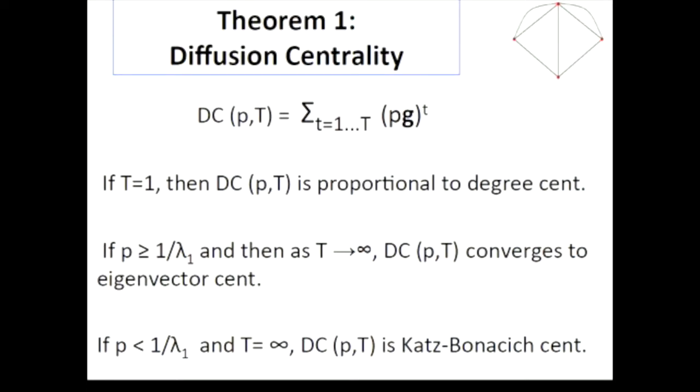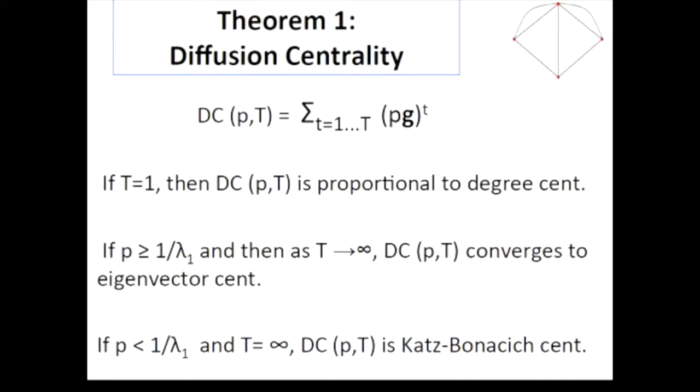If P is less than 1 over the first eigenvalue, then this sum actually converges. And what it converges to is Katz-Bonacich centrality. So depending on whether this is divergent or convergent, you either get eigenvector centrality or Katz-Bonacich centrality. If P is really low, then I end up not actually getting much information out. Things die off, and that's what's known as Katz-Bonacich centrality. I won't go into that in too much detail. So this is the main content of the theorem.